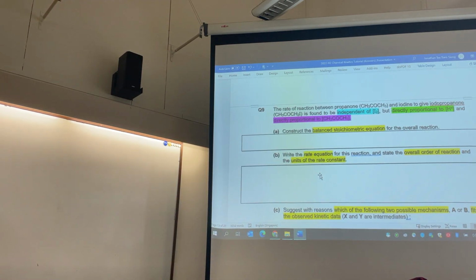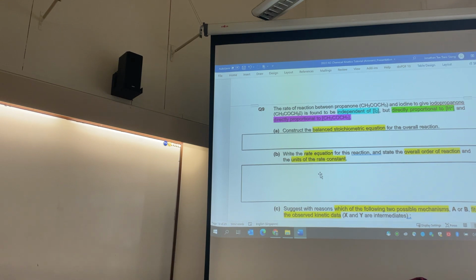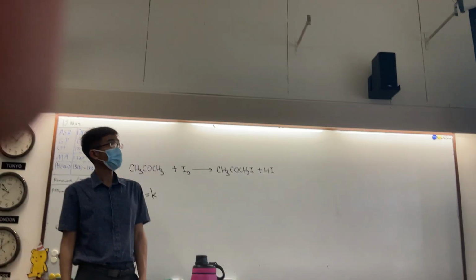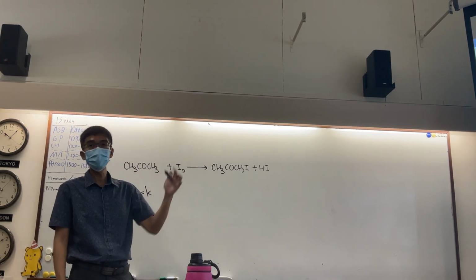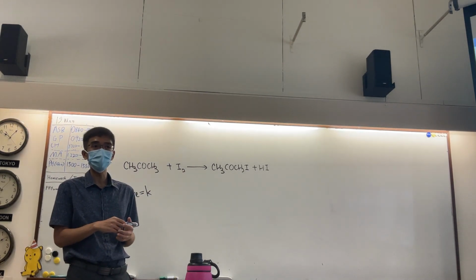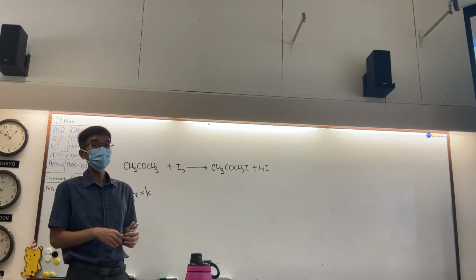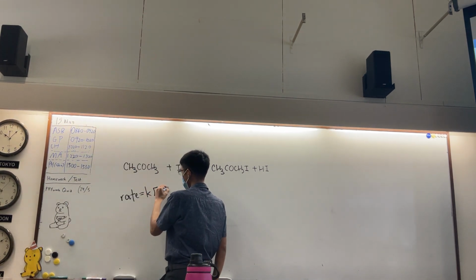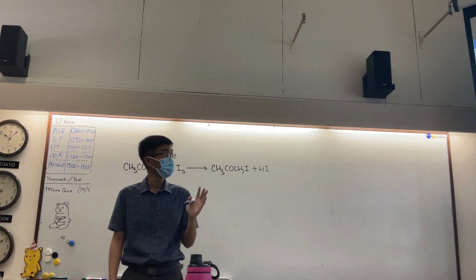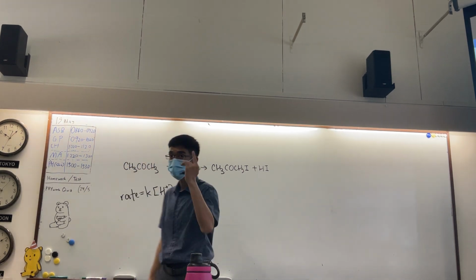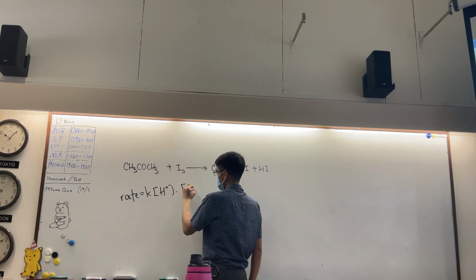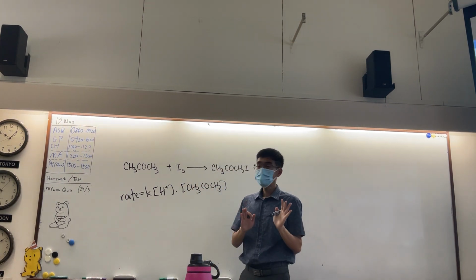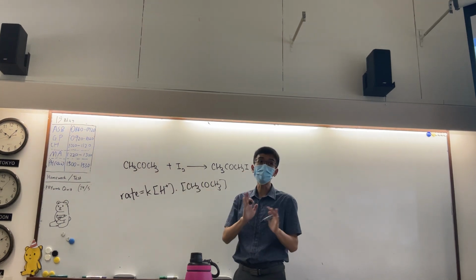Can you tell me what is the first thing that they tell you the order with respect to? I2. So it is independent of I2, so the order with respect to I2 is 0. Directly proportional to H+. Finally, the question also tells you that it is directly proportional to the propanone, which is again first order.